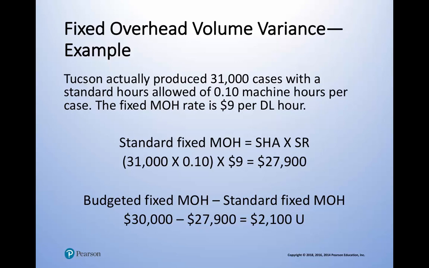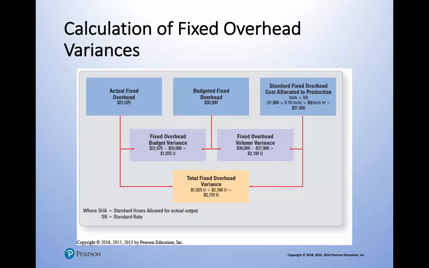All right, so that's just unfavorable 2,100. And again, the 30,000 came back from the beginning of the chapter year standards. We then have our fixed overhead budget variance. Our budgeted was 30,000. Our actual manufacturing overhead at the end of the day was 31,025. So we had an unfavorable 125 there. Our fixed overhead volume variance is 2,100 unfavorable. So when we put those together, we have a total overhead variance of 3,125.